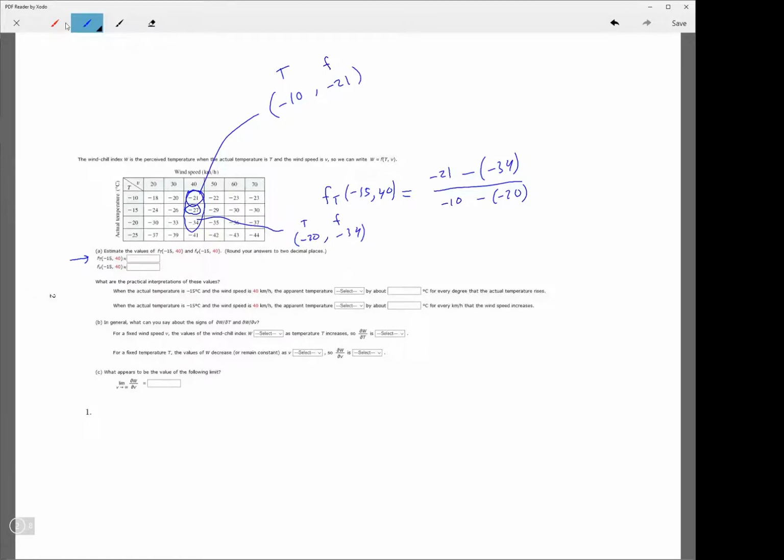As long as this gets put in the same slot and this gets put in the same slot, then you're fine. So these could be reversed. We could have negative 34 minus negative 21 over negative 20 minus negative 10. That would also work. Here the numerator is 13 and the denominator is 10. So you get 1.3. Okay, 1.3 is what you get.